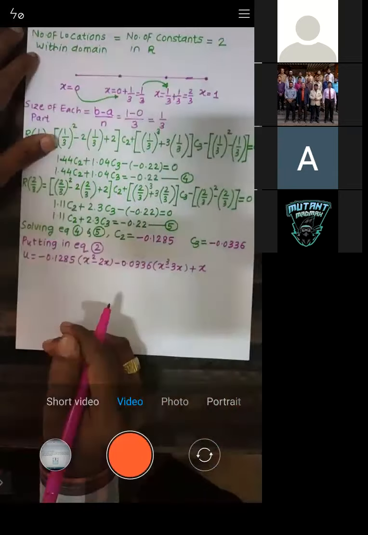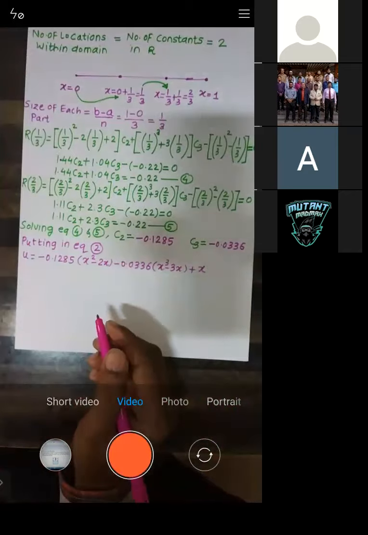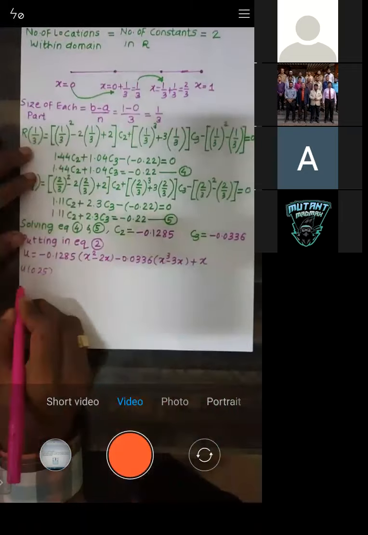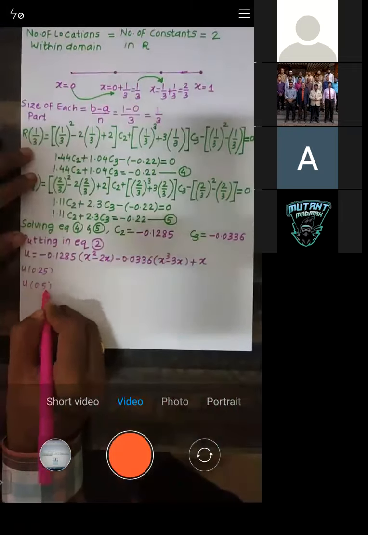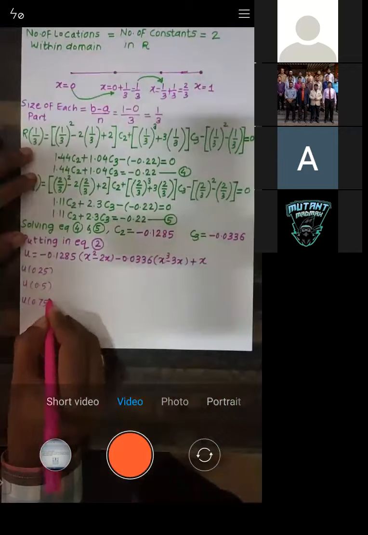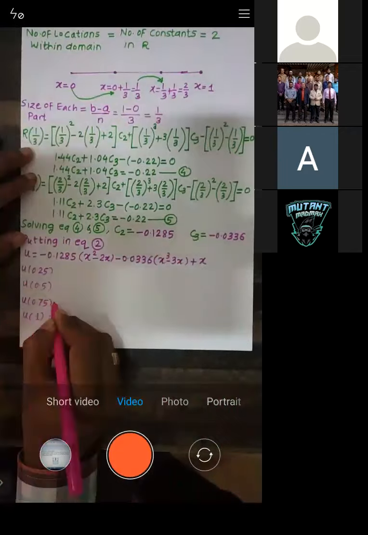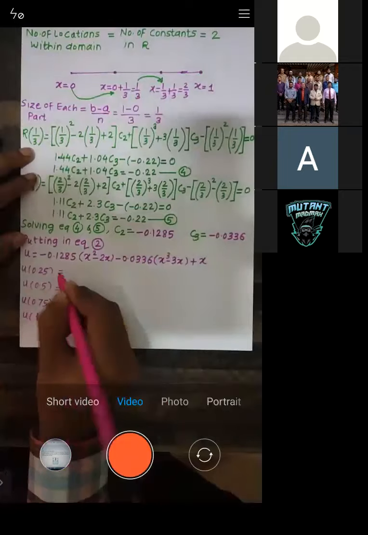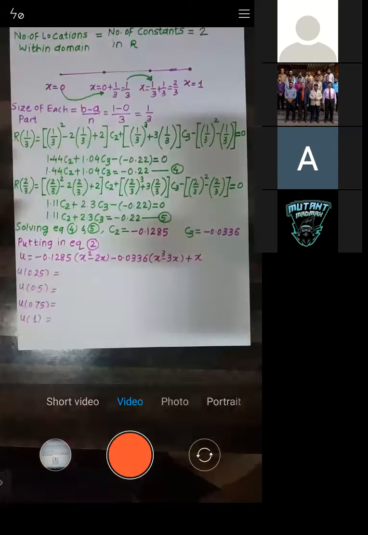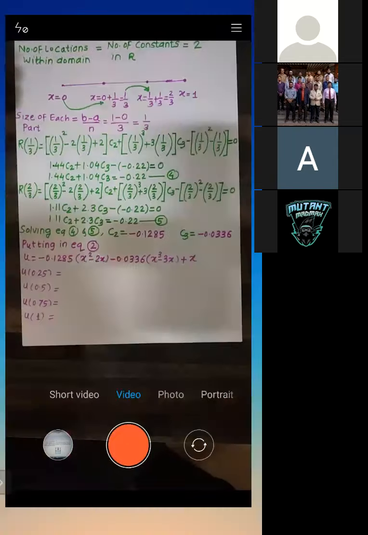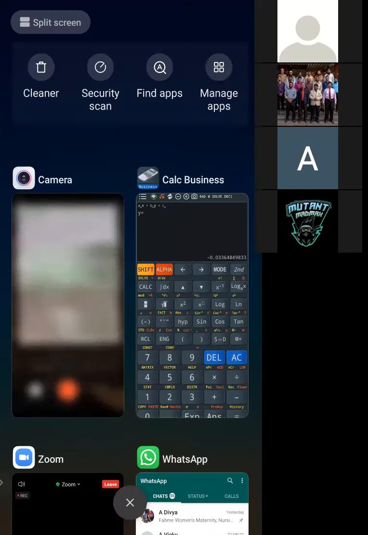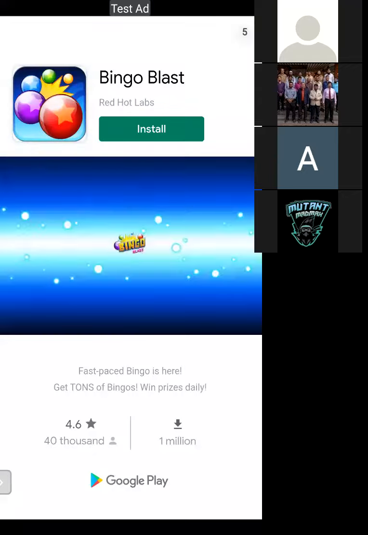Once we have the value of u, we will try to calculate the value of u at different locations. Let's say u at 0.25, u at 0.5, u at 0.75, and u at x is equal to 1. For calculating this, just set this equation in a calculator once, and further we can solve it for different values of x.